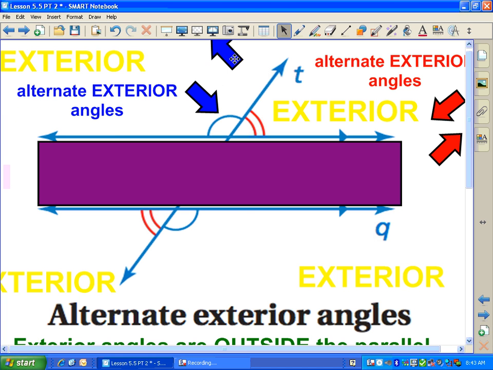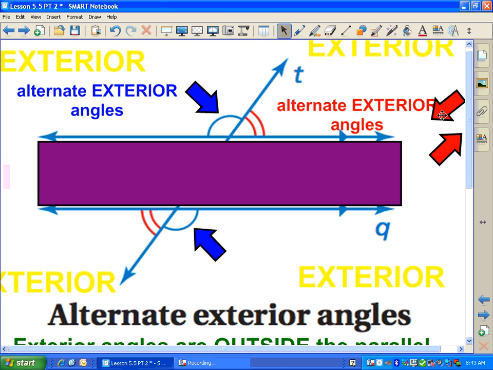So I could say that my blue angles are congruent to each other. The blue angles are equal to each other because by definition those are called alternate. They're on opposite sides of my transversal, and they're on the exterior of the parallel lines.